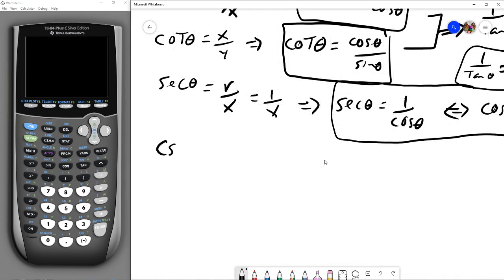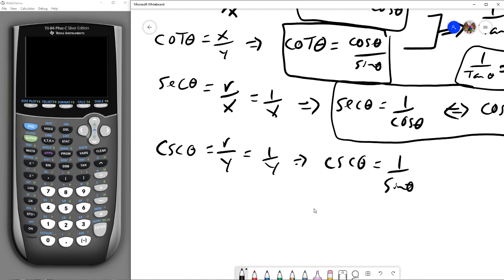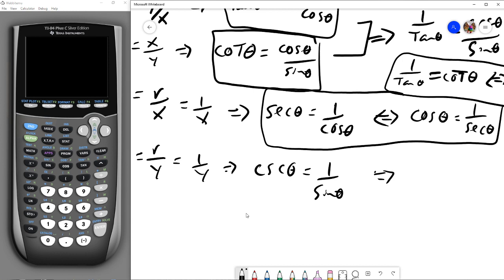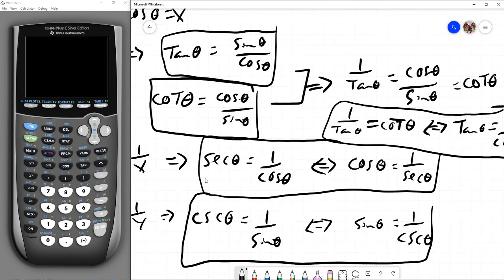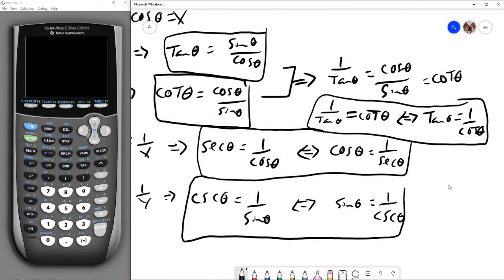And we have cosecant theta. That's equal to r over y. Since r is 1, this is 1 over y. That tells you that cosecant theta is going to equal 1 over sine theta. And if we take the reciprocal of both sides, sine theta is going to equal 1 over cosecant theta. So all of these facts here that I boxed are the reciprocal identities. So there we are. Very first thing we did is derive the reciprocal identities.